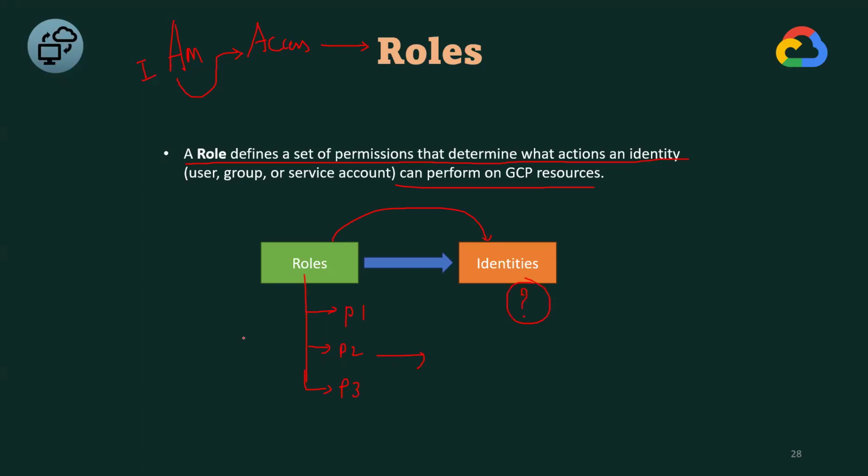For example, if I assign them the BigQuery admin role, the BQ admin role, that means the admin role is nothing but a set of permissions. That means he can view the data, he can modify the data, he can edit the data, he can list out the datasets, he can list out the tables. All of those things are nothing but permissions. A role is a set of permissions which determine what an identity can perform on the GCP resources.